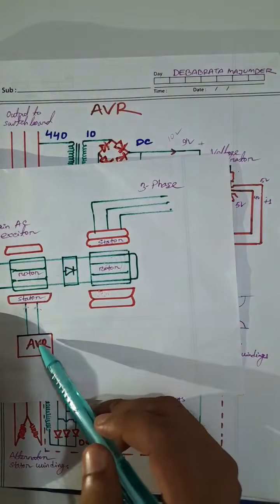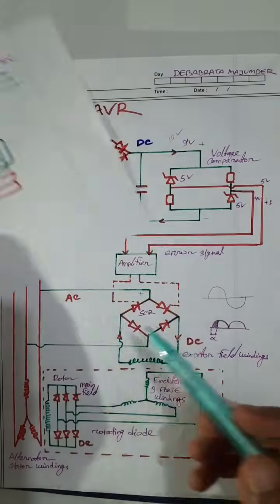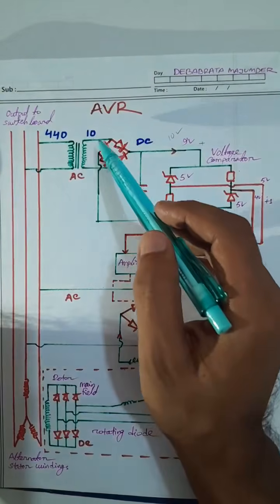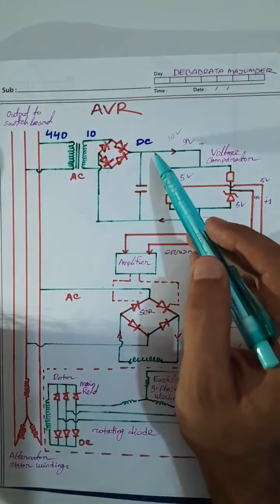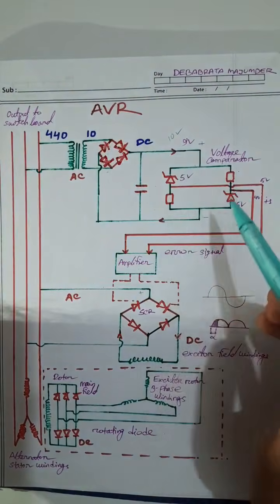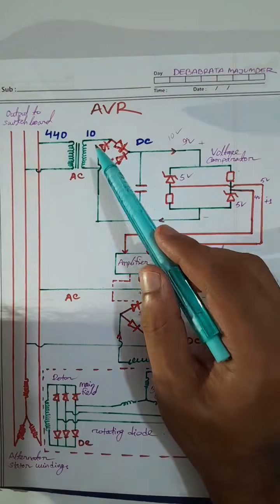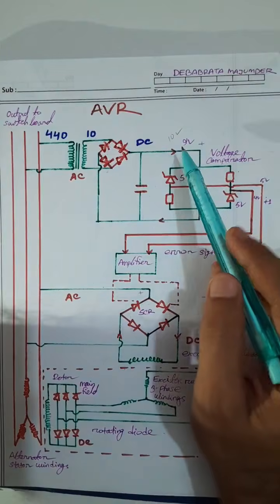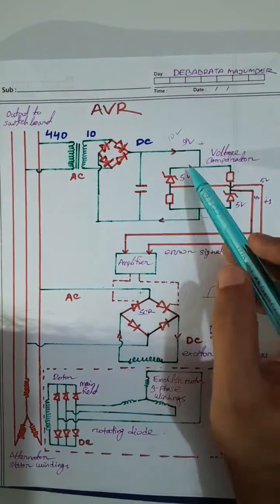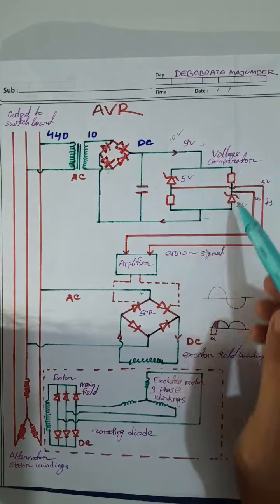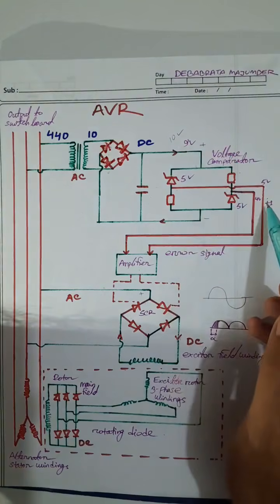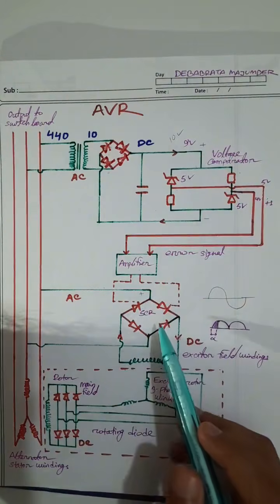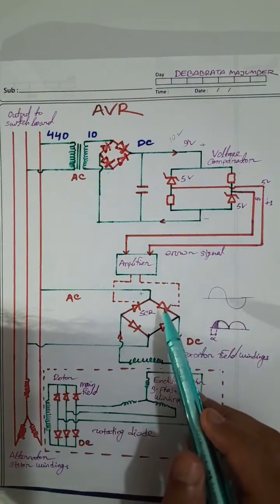Now we will go to how the AVR itself works. This is the step down transformer. This AC signal comes to this DC, and after that the voltage comparator. Whenever there is a drop in voltage from 10 volts to 9 volts, that means we need to increase the excitation, we need to increase the voltage. So the signal comes to the error signal, and the amplifier amplifies this error signal through the SCR trigger unit.